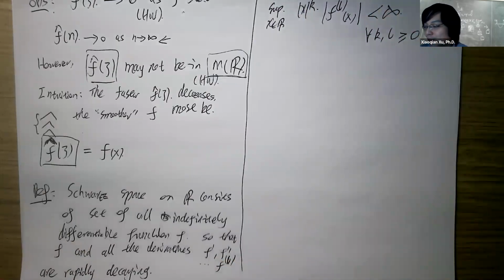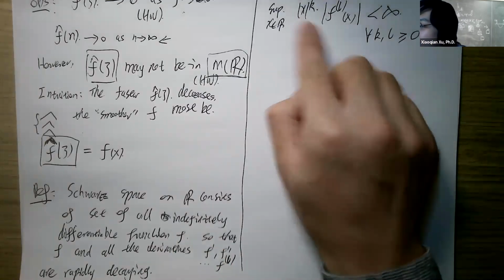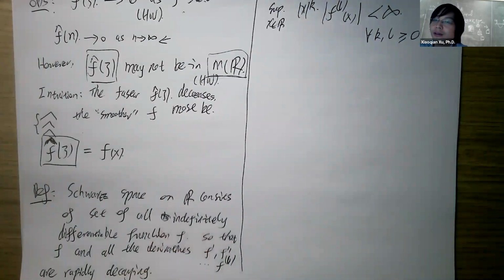Which means your function decays faster than any arbitrary polynomial. Any polynomial you multiply with this function, it will not be infinite. It's just something bounded above. It's just like an exponential function, but more.